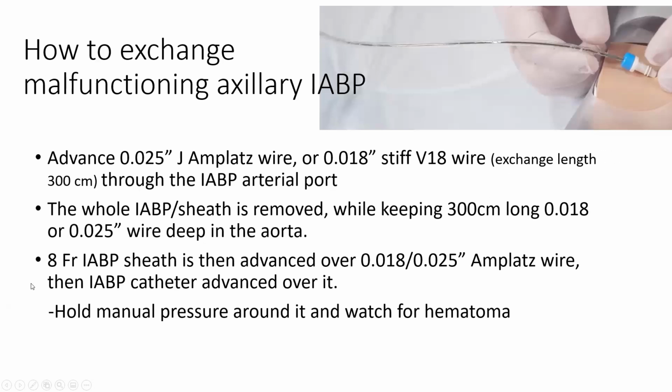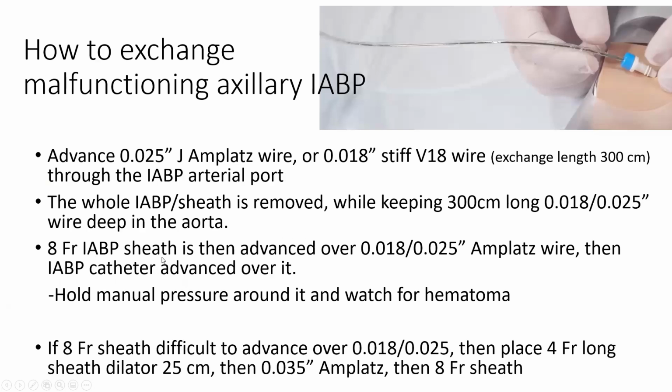In case you cannot advance that 8 French sheath directly over the 0.25-inch wire, you need to advance a long 4 French dilator over your 0.25 or 0.18-inch wire, a long dilator that lands in the descending aorta. Then you place a 0.35-inch Amplatz wire, then an 8 French sheath, then your balloon pump.